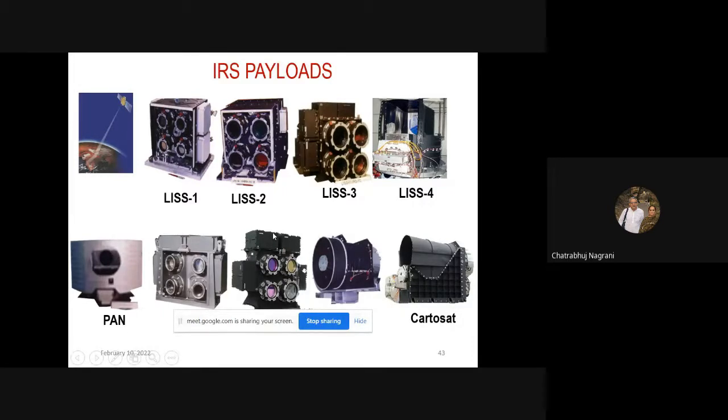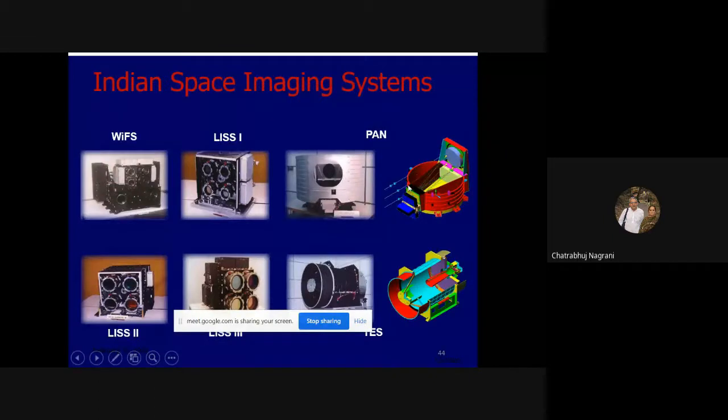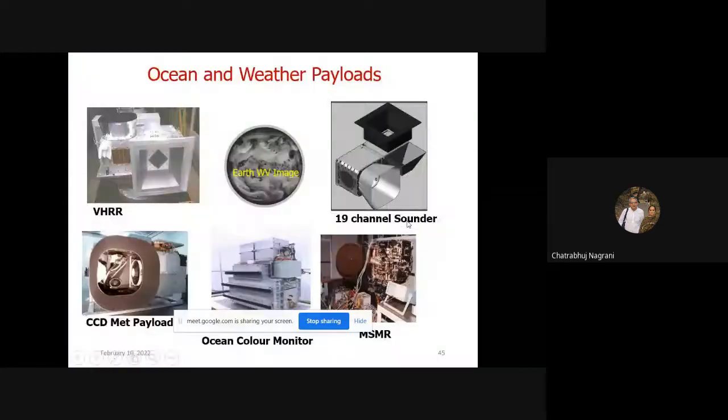So these are the types of different cameras which we have made. These are 3D pictures, drawn in 3D Studio or whatever, so that you can have a cut view or a cross section at different locations, and you can find out how they look from inside.